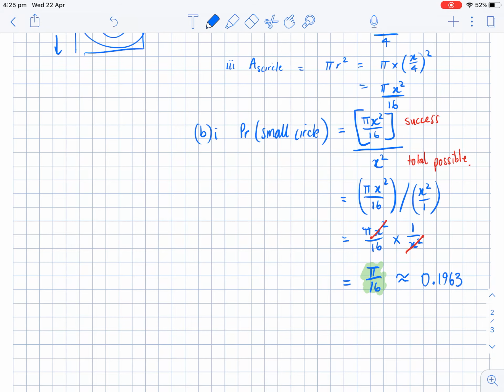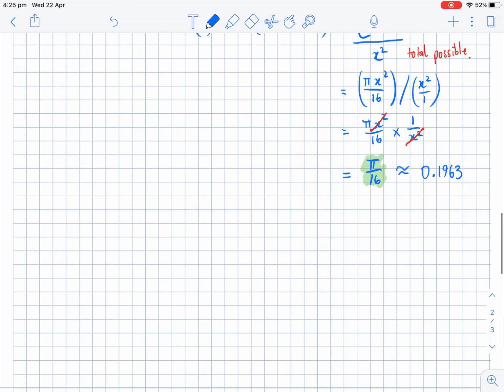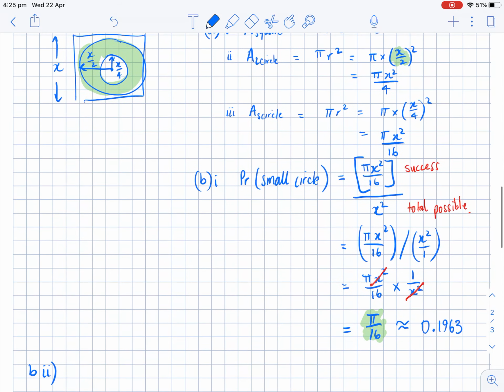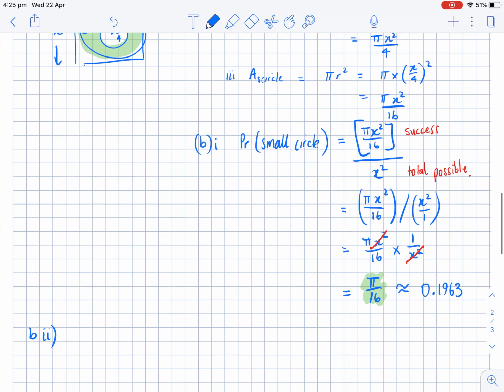All right, part 2. Now part 2, I'm just going to start over on the right hand side here. B part 2 says find the probability that I'm in the white region. Now the white region is this space here. Now if you haven't already looked at the diagram, you probably really need to open up your textbook and have a look at the diagram right now if this is going to make any sense.